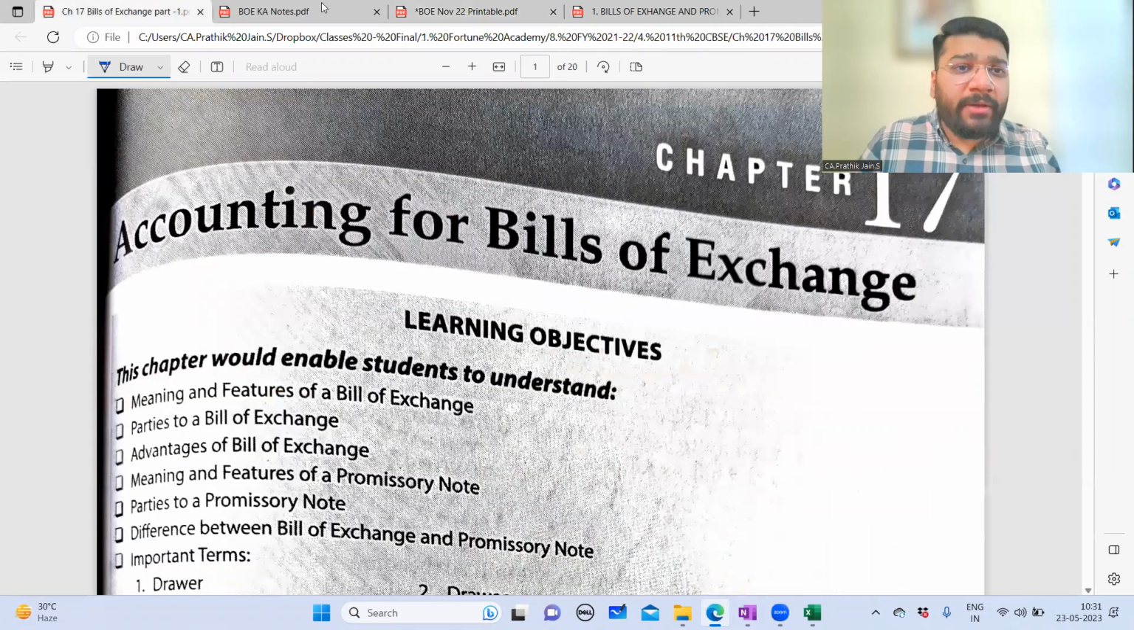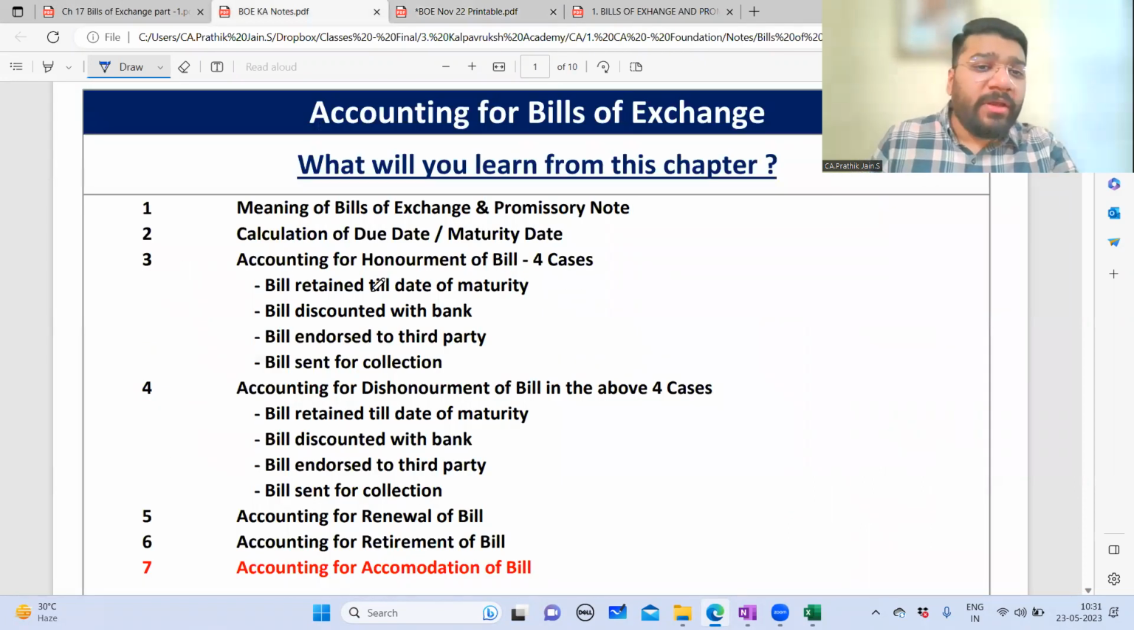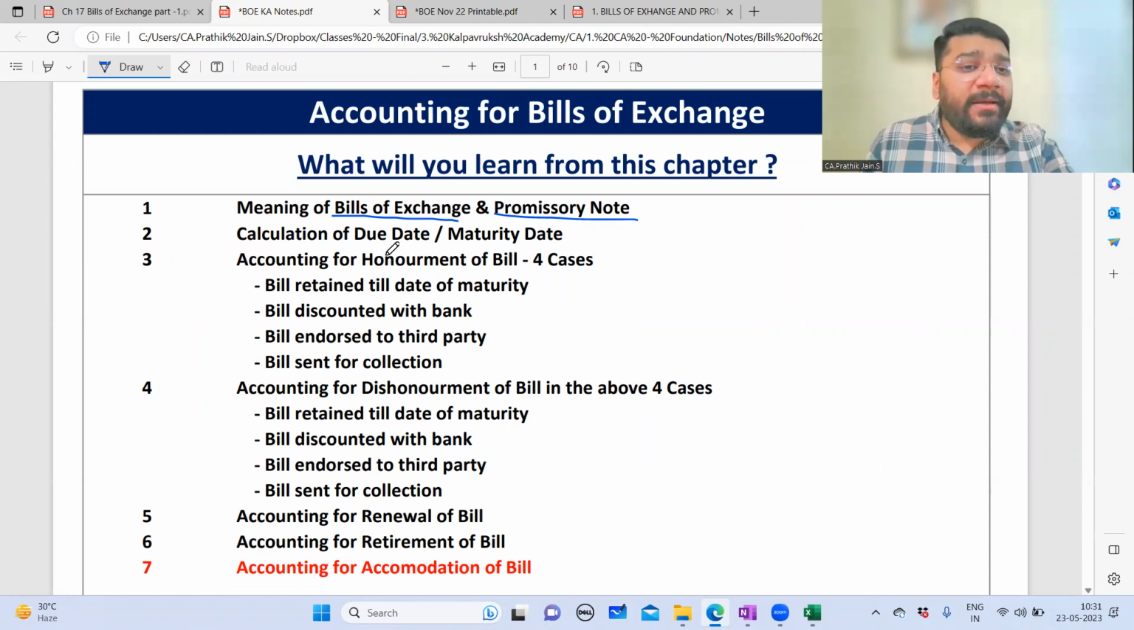Guys, in this particular chapter, we are going to understand what is the meaning of bill of exchange and what is the meaning of a promissory note. Second, we will understand how do we practically calculate the due date or the maturity date for bills of exchange and the promissory note. Then we will see what would be the accounting treatment if the bills are honored. If the bills are honored on time, there are 4 different cases. In each of the 4 different cases, what would be the accounting treatment? We will have an understanding on the same.